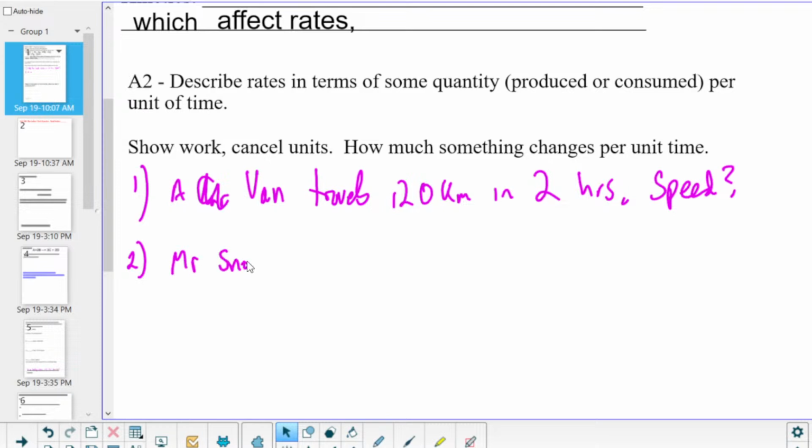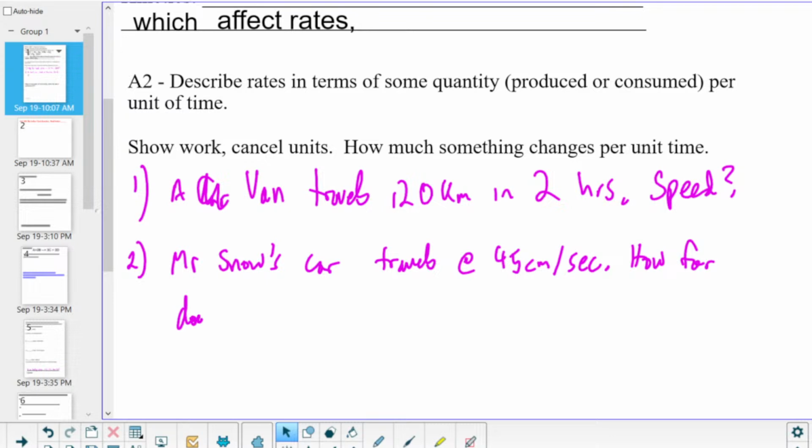Mr. Snow's car, because he has the coolest car on campus, travels at 45 centimeters per second. How far does it travel in 2.0 minutes? Please switch who the writer is. It shouldn't be the same.